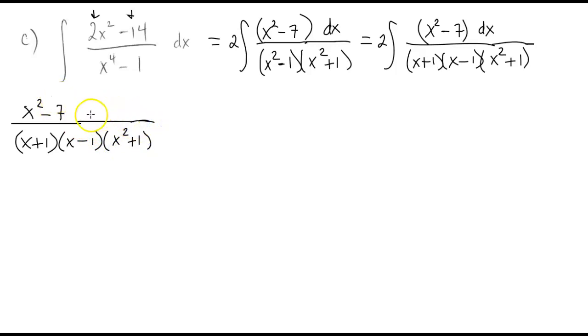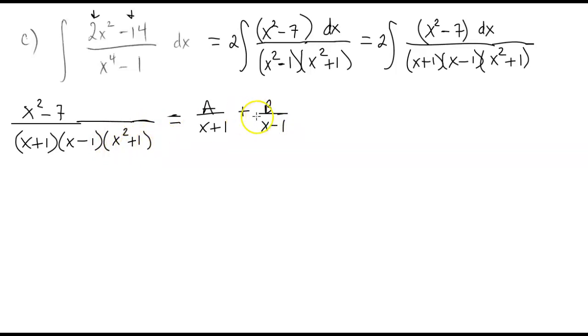Now, how we deal with this, being that we have our rational function factored out and it looks the way that it does, for these first 2 factors here, we'll just do this as we had in the part 1 video. We'll just say A divided by x plus 1 plus B divided by x minus 1.